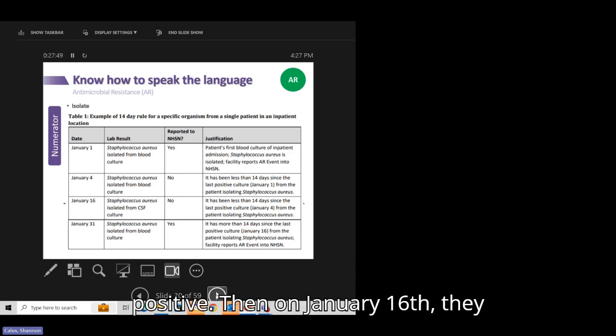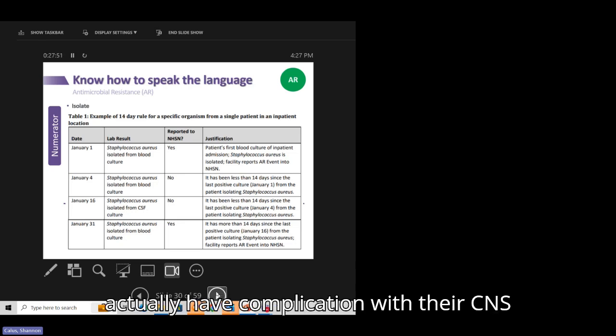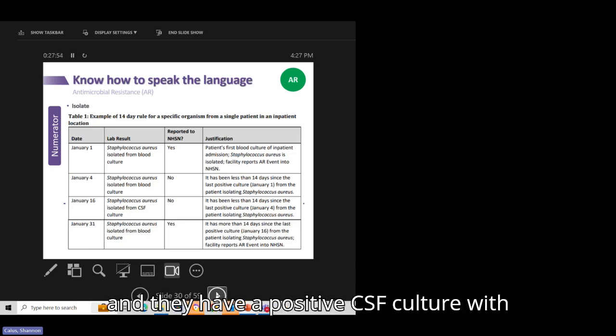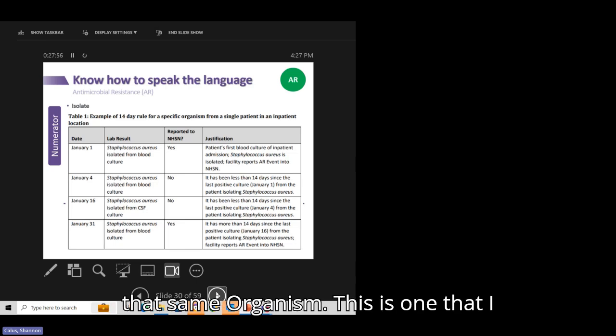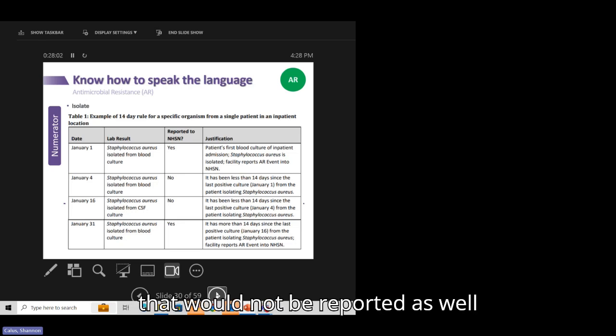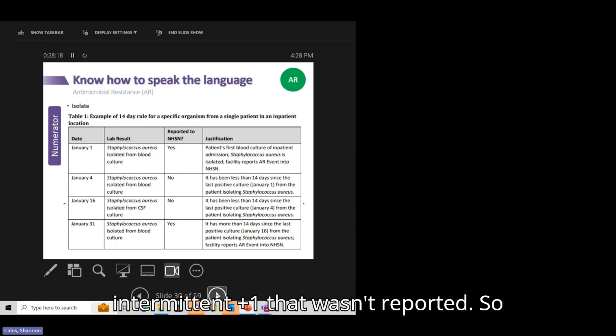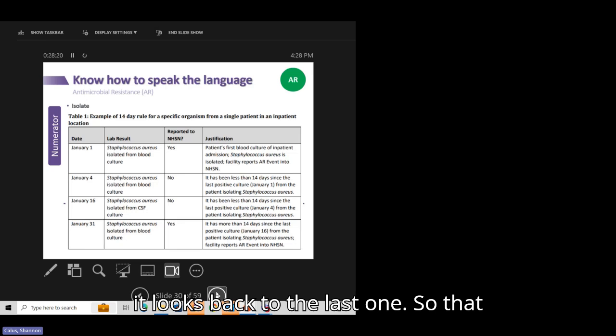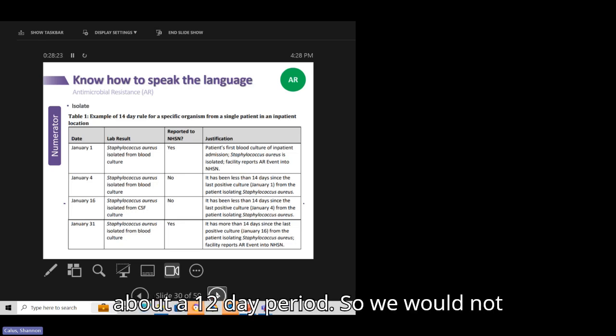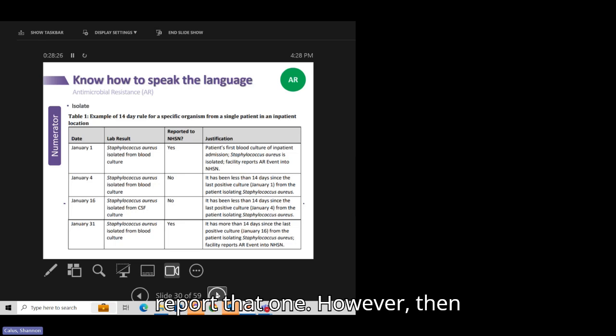Then on January 16th, they actually have a complication with their CNS, and they have a positive CSF culture with that same organism. This is one that I think is not as commonly known, but that would not be reported as well because it's in that same category of invasive, and it's been less than 2 weeks since an isolate that we didn't report. So I think the easy thing to do would be to say, oh, it was January 1st, it's January 16th, we should be reporting both. But we had an intermittent positive one that wasn't reported. So it looks back to the last one. So that January 16th, January 4th, that was only about a 12-day period. So we would not report that one.